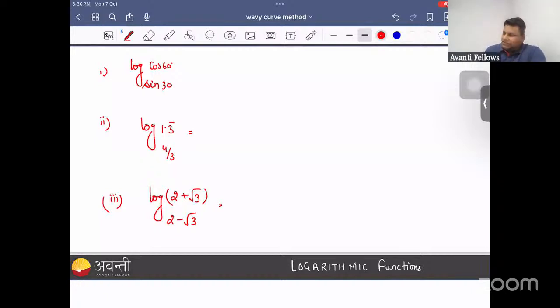First answer is 1. Very good. Roshan, very good, beta. This will be what? Log cos 60 is what? 1 by 2. Sin 30 is 1 by 2. So 1 by 2 to the power what? We get 1 by 2. Answer will be 1. How about the second one?